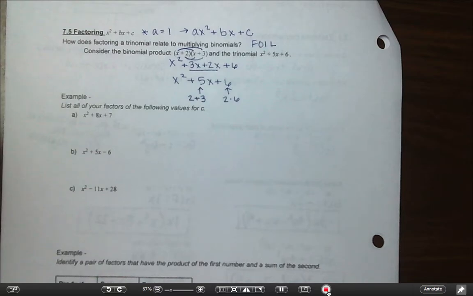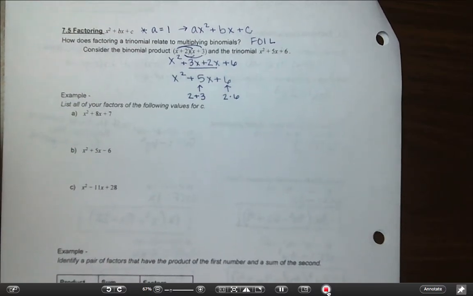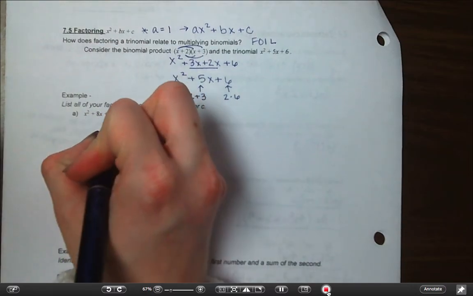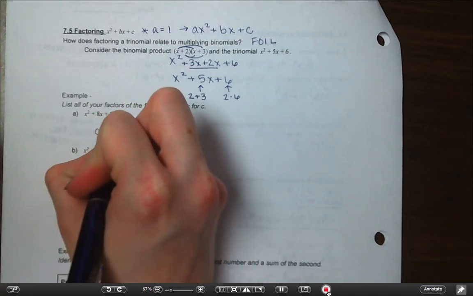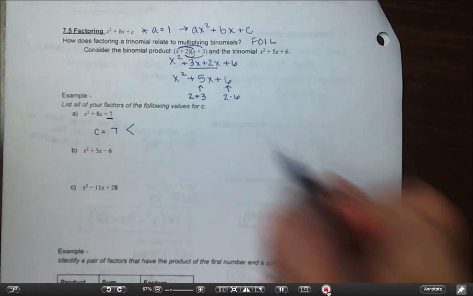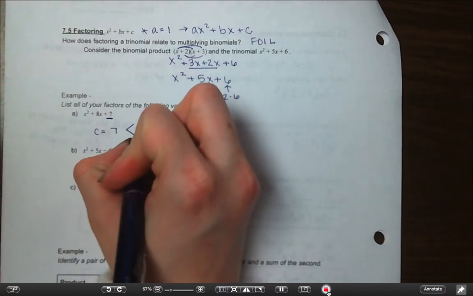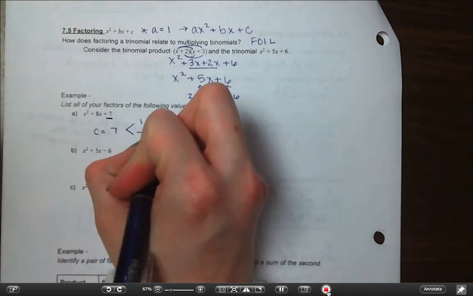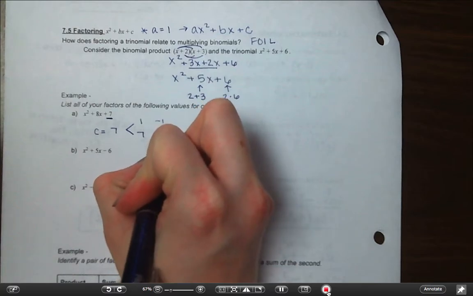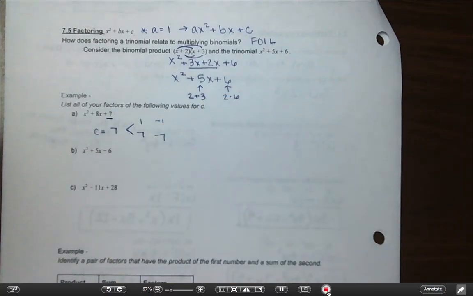So we're going to baby step through this. So the first thing we're going to do is list all of our factors of the following values for c. So if we look at x squared plus 8x plus 7, our c value is our constant. So c equals 7. And we're looking for what numbers multiply to be 7. Well, 1 and 7. But we're trying to get a positive number, so we could also multiply two negatives together. So negative 1 and negative 7 is also a set of factors. You always have to include the positives and the negatives.